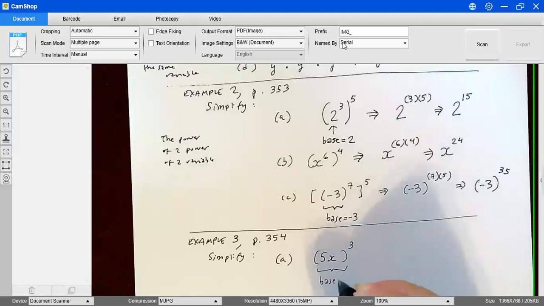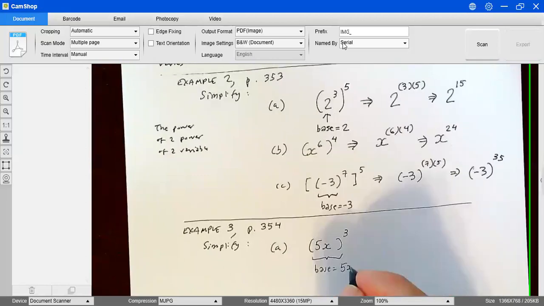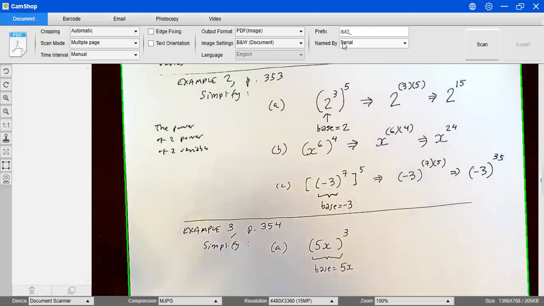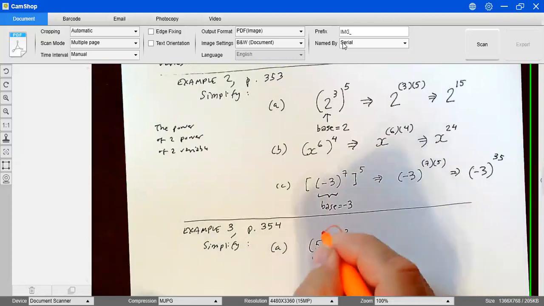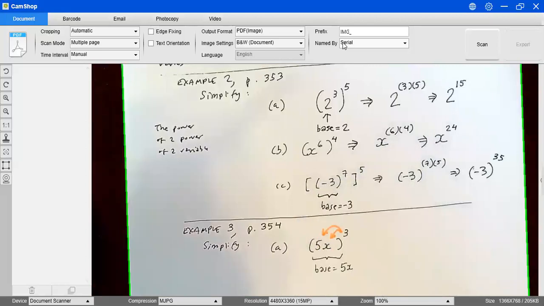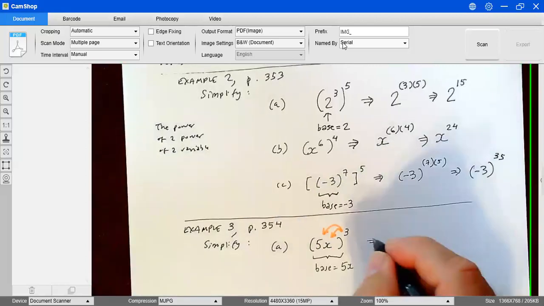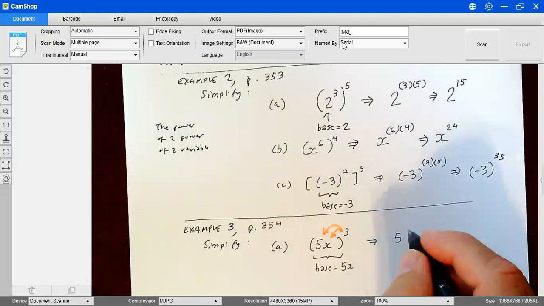The base is 5x, but you can see that the base is composed of 2 different factors, so you can break the base. Essentially, when you apply the 3rd rule, the product to powers rule for exponents, you break the base and distribute the exponent into the different parts of the base. So now we have 5 to the cube, x to the cube.